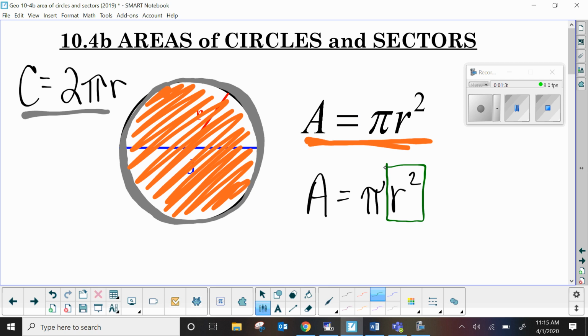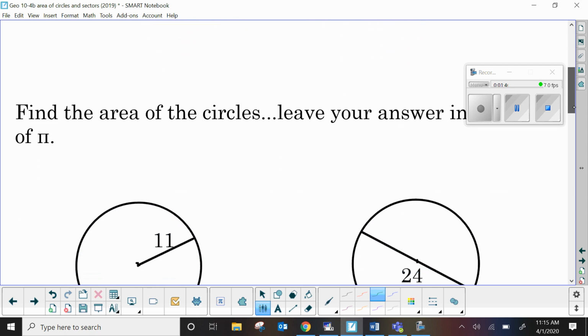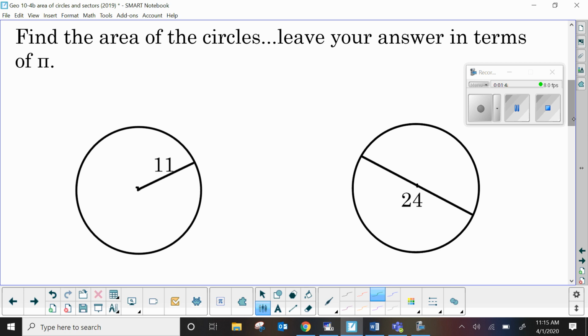That's pretty much the notes. So let's do a couple practice problems and see how you feel. Here we go. Find the area of the circles. Leave your answer in terms of pi. As I always do in everything, I always write out the formula. So remember, the area is pi r squared.